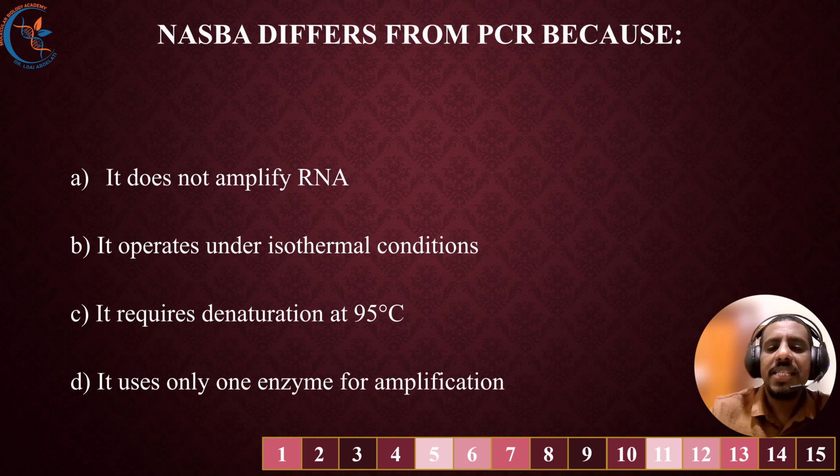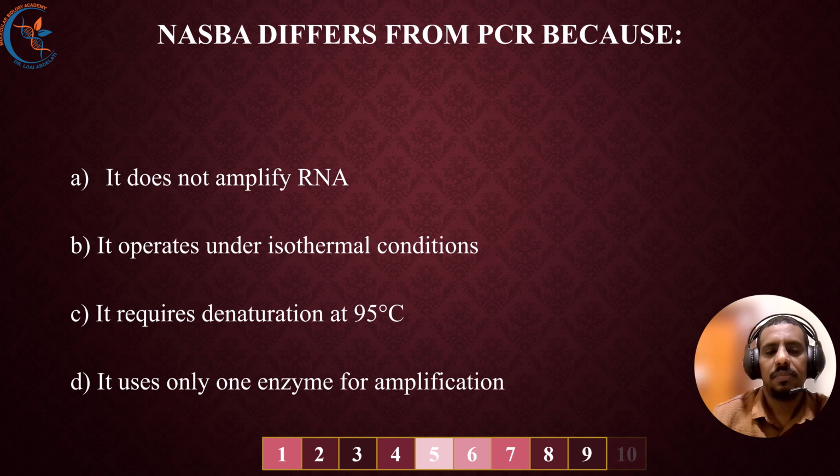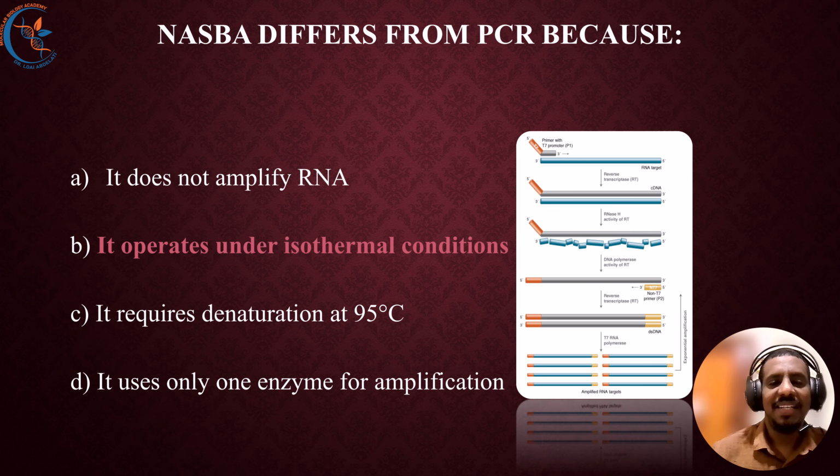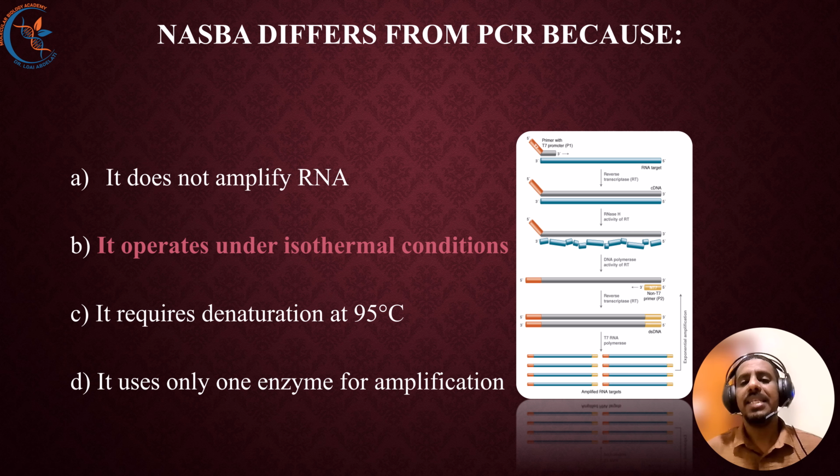NASBA differs from PCR because: the correct answer, it operates under isothermal condition. Actually, NASBA is the isothermal process, meaning it works at a steady temperature, making the process much simpler, unlike PCR, which constantly shifts between heating and cooling cycles. All right, let's move on.